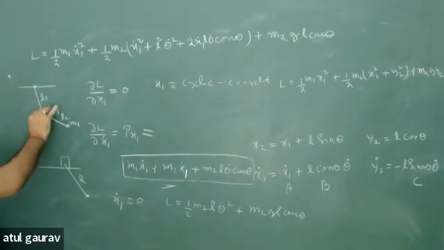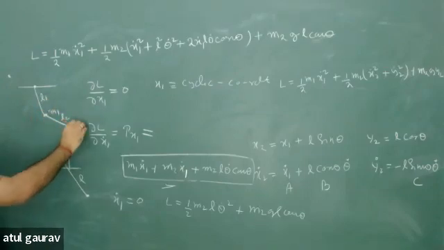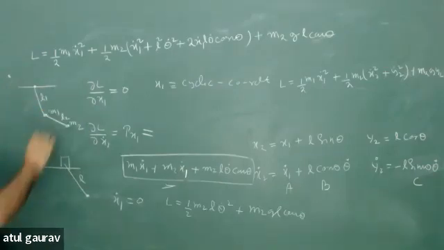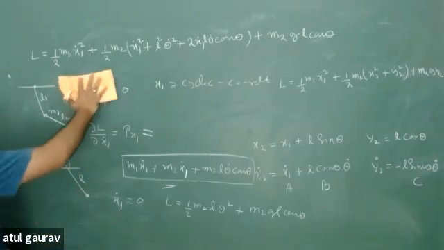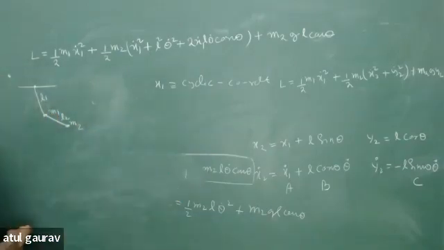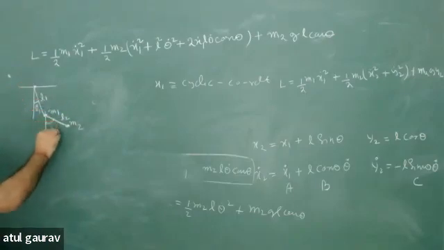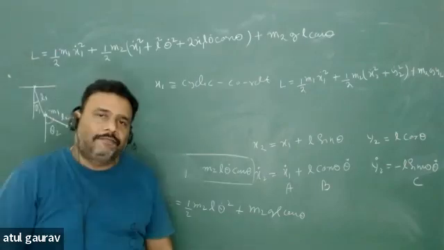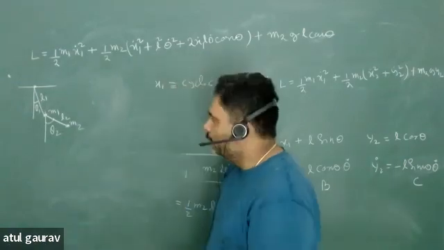So this is fixed. This is M1. This is M2. This length is L1. This length is L2. So what is your double pendulum? The double pendulum is constrained to move in the XY plane. Okay. And obviously this angle is theta 1. I am just giving you the parameters, and this angle is theta 2. So you have to write the Lagrangian as a function of theta 1 and theta 2.